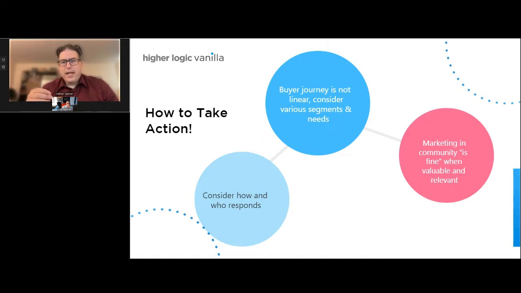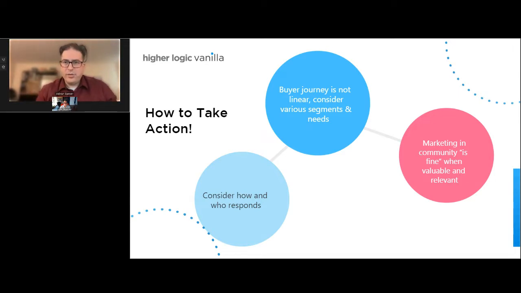And to that end, and a tad controversial for some in the community space, marketing the community is fine when valuable and relevant. What gets people in trouble is when they spray and pray and start putting tons of marketing messages around and kind of drowning out the conversation. But if you do it properly, it can be really good.